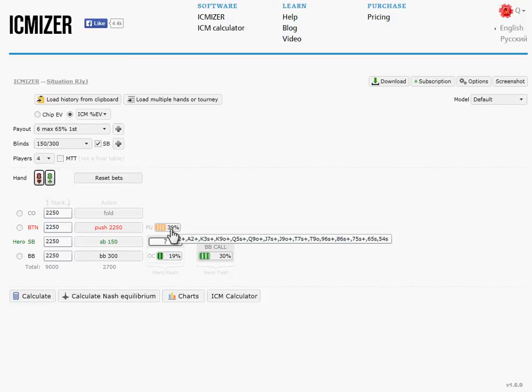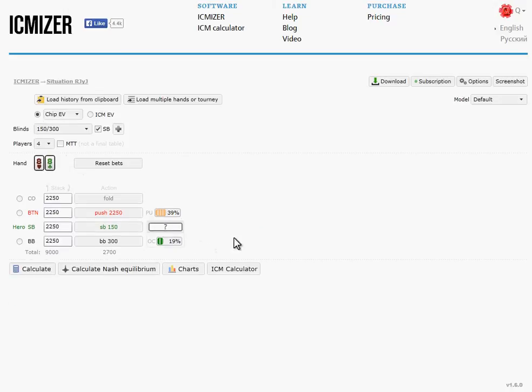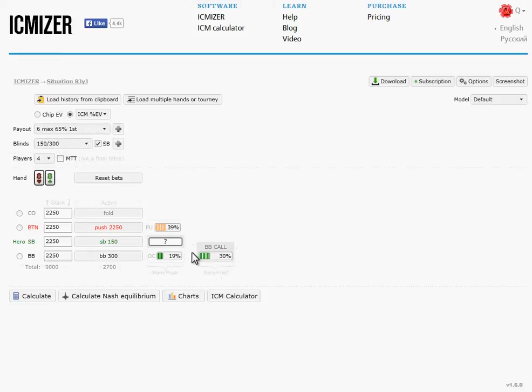When the button pushes, we assign his pushing range here. It's 39% of hands. And this one, which is the hero range, we are trying to find, so it has a question mark before we calculate. We need to assign other ranges before we get it. So here we assign the big blind's overcalling range. This is all simple. When we fold, however, we need to provide the big blind's calling range against the button push range. This is different from Chip EV, where that is not required. Again, this will be used only for the hero fold calculation.